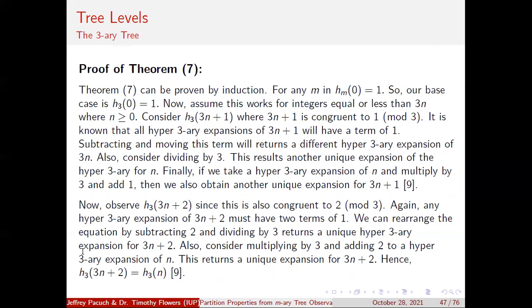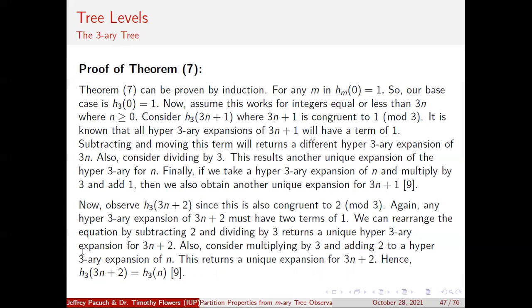Let's start by looking at the hyper 3-ary partitions of 3n plus 1. We know that this will be congruent to 1 mod 3. We can use the same logic as before by doing algebra and rearranging. We can look at the hyper 3-ary partitions of n plus 1. We know there's going to be a part of 3 to the 0 in there. If we rearrange it and divide by 3, we get the hyper 3-ary partitions of n. If we start with n, multiply by 3, and add in that individual term, we get the hyper 3-ary partitions of 3n plus 1. This explains that the hyper 3-ary partitions of 3n plus 1 are going to be the same as the hyper 3-ary partitions of n.